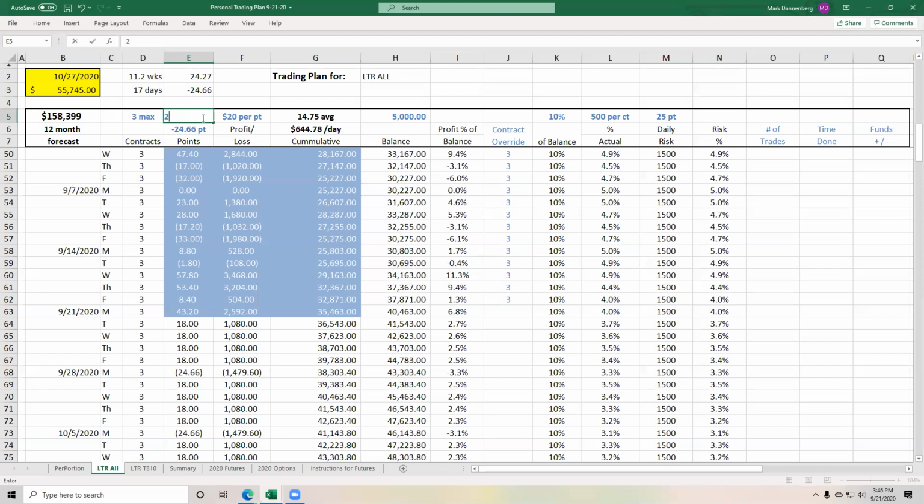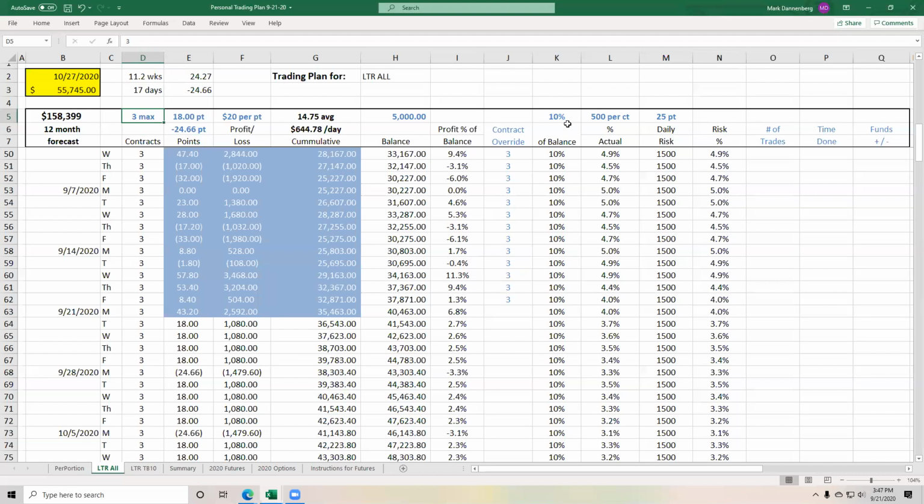So if I put this back at 24.27, well, you know what? I'm going to put it back to 18. I want to show you something here. Remember I told you that you can limit your risk exposure by capping the number of contracts at 3 contracts? Well, you could increase that.